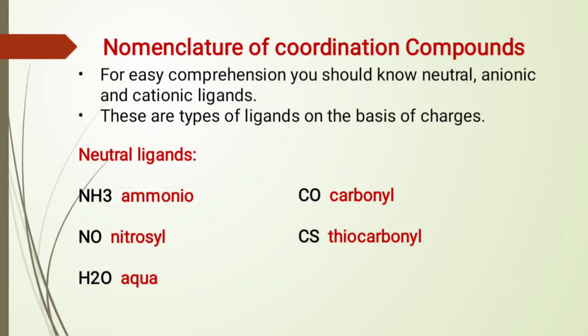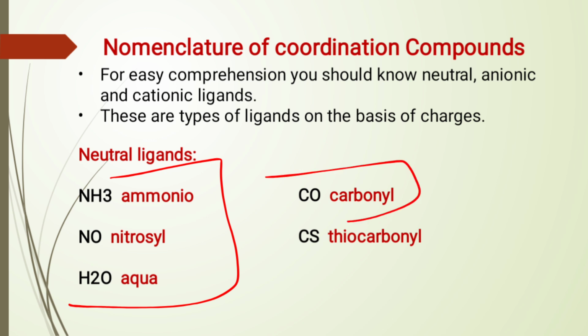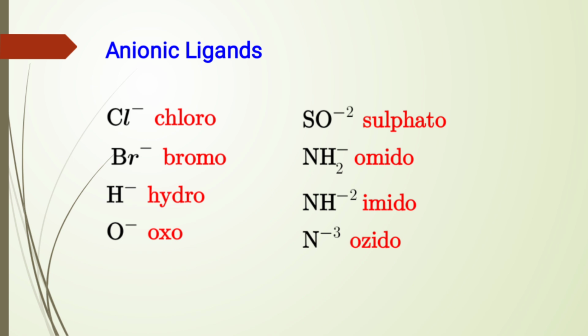Alright guys, welcome back. So now let us discuss nomenclature of coordination compounds. For easy comprehension, you should know neutral, anionic and cationic ligands. For neutral ligands, we have ammonia, which is called ammine, and then we have NO, which is nitrosyl, water is aqua, CO is carbonyl, and then CS is thiocarbonyl.